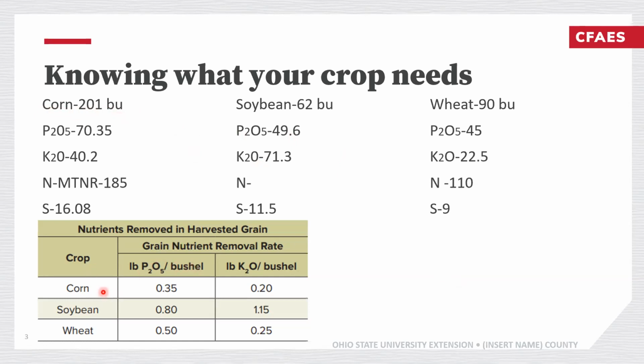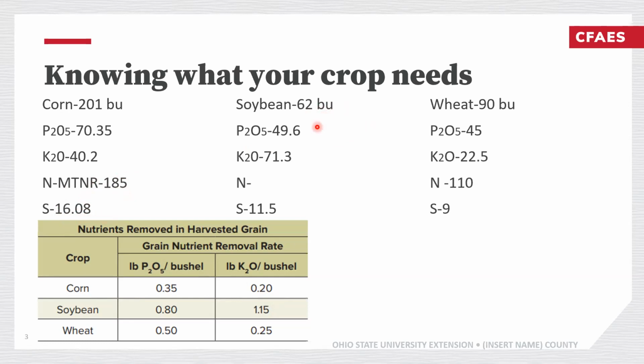If we pull the Tri-State nutrient removal rates, corn removes 0.35 pounds of P2O5 per bushel. So that's 70.35 pounds of P2O5 removed in that corn crop. It removes 0.2 pounds of K2O per bushel, so about 40 pounds of K2O removed. Using MRTN at nitrogen prices of a year prior, 185 pounds of nitrogen, and it removes 16 pounds of sulfur in that corn crop.